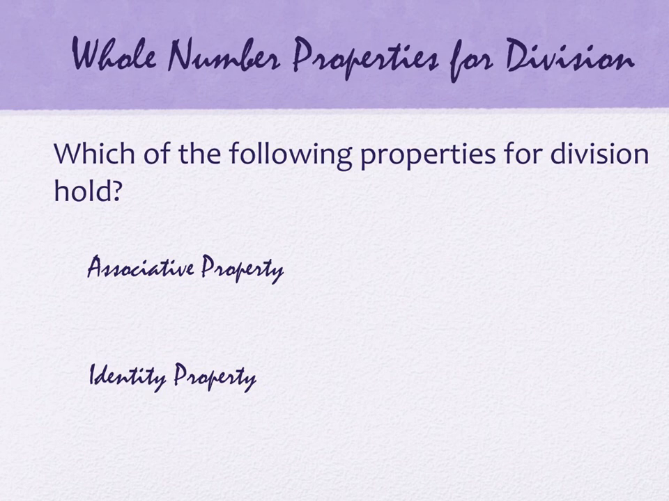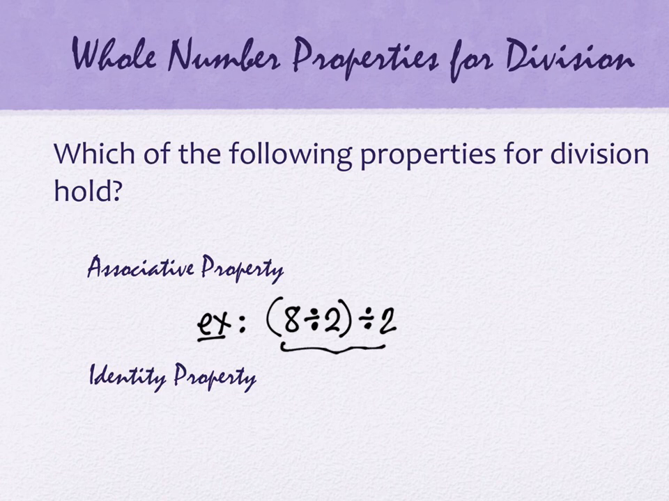Associative is a little harder to work with, so let's create one side and then switch it and see if it works. At least that gives us a good idea of where to start. How about I do 8 divided by 2 and then divide that by 2 again. So what would 8 divided by 2 be? 4. Then 4 divided by 2 would be 2. So if I do all of this in order, I get the number 2. Now let's see what happens.